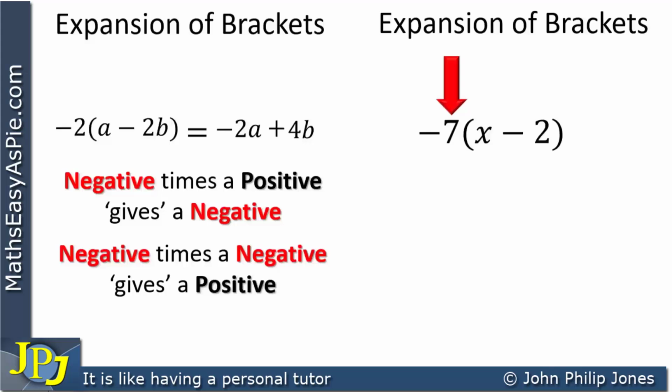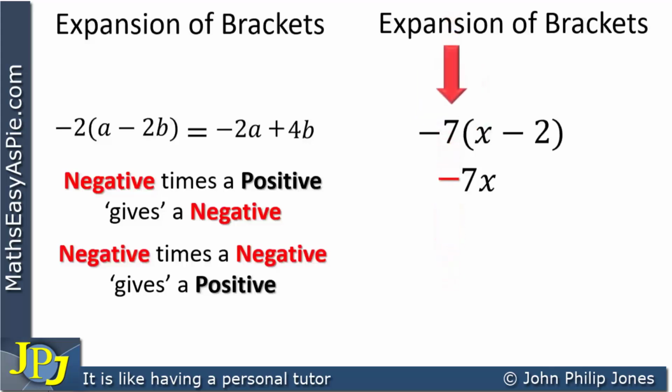There is no sign here which implies multiplication. Consequently, we will take this 7 and use it to multiply the x, and that will give us 7x. We can see that there's a negative sign here, and in front of the x there is no sign. Now this implies positive. So a negative times a positive will give us a negative.